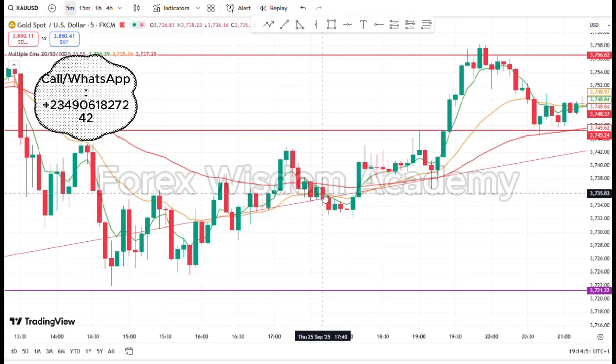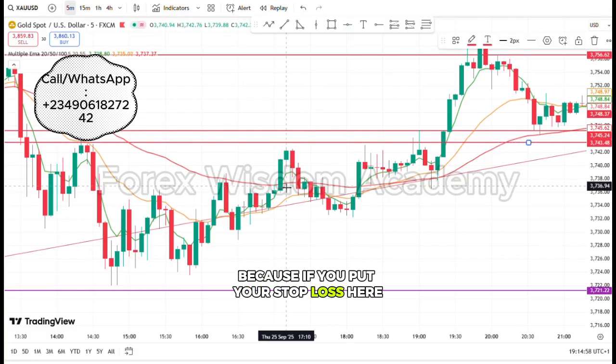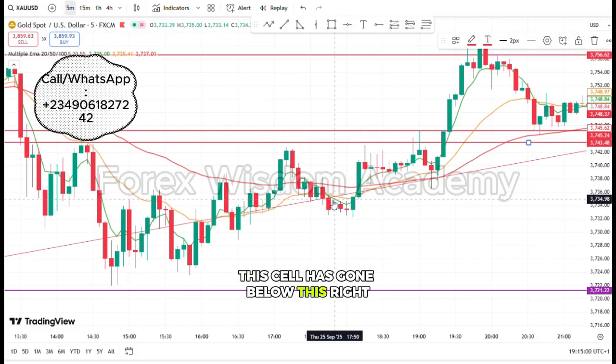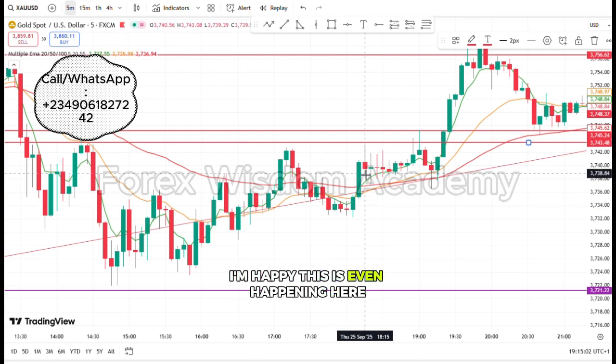This happened around here. However, looking at this one, you might have lost the trade because if you put your stop loss here, this sell has gone below this. Alright, I'm happy this is even happening here now.